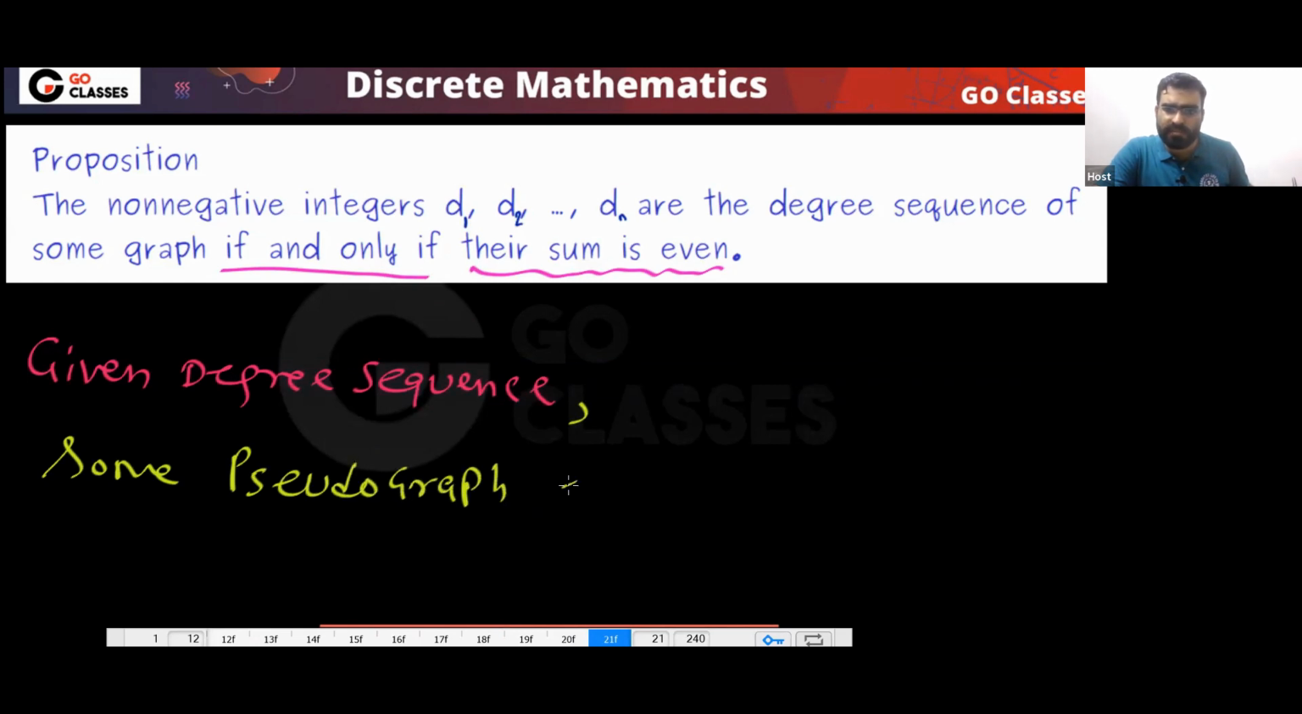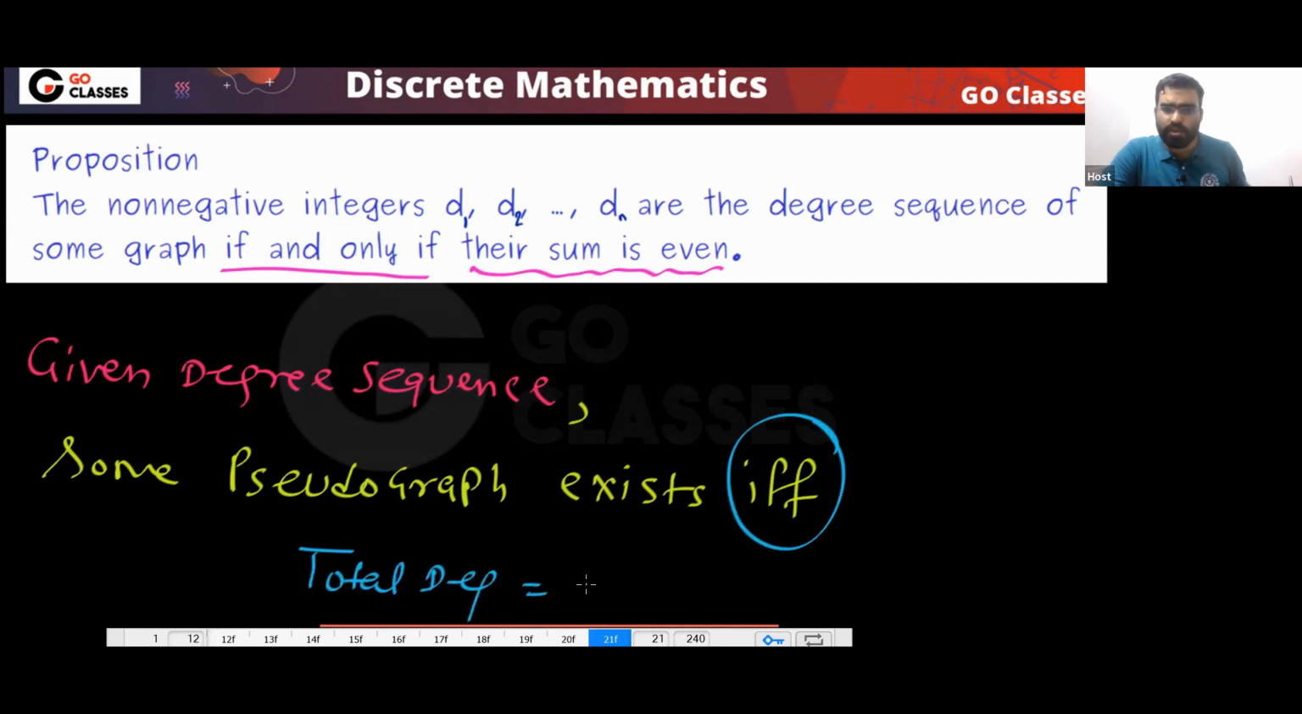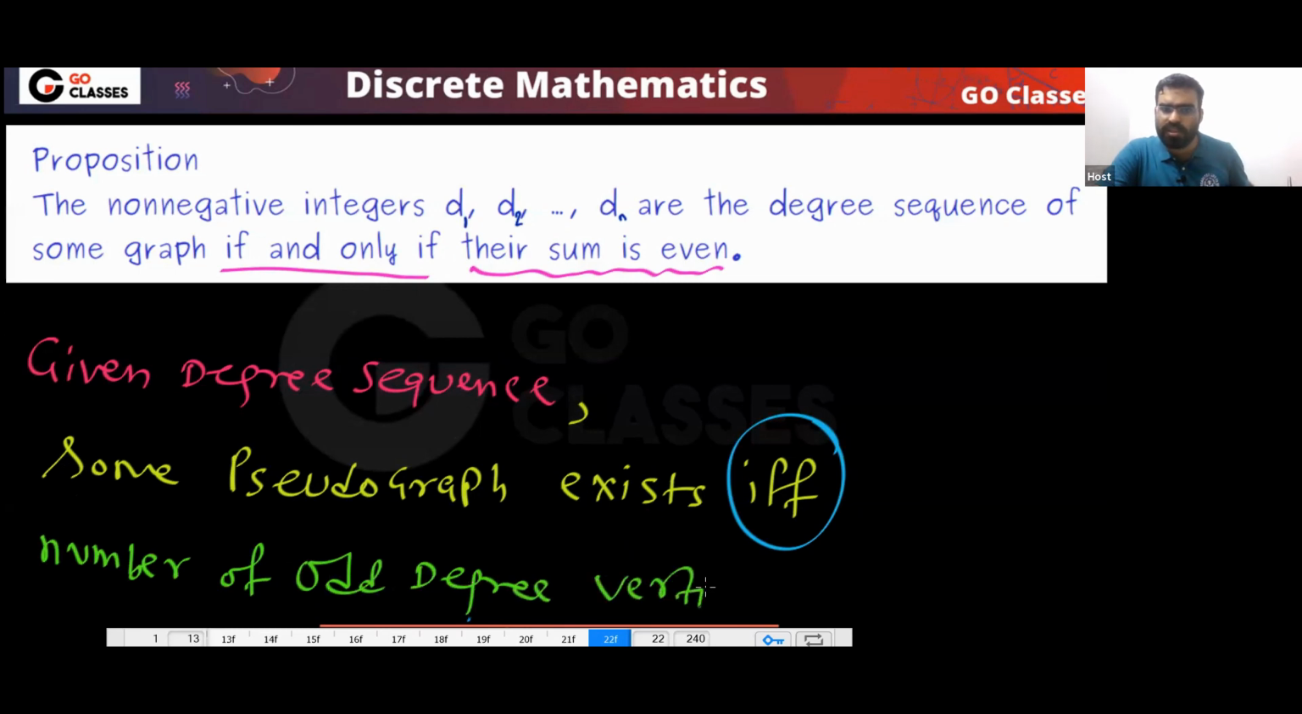Some pseudograph exists if and only if, this is an if and only if theorem, the total degree is equal to twice the number of edges. You just have to calculate the total degree. Basically, you have to count the number of odd degree vertices. That's the simple point. Total degree will be twice the number of edges if and only if the number of odd degree vertices is even. So this is the if and only if theorem. This is the only thing you have to check.